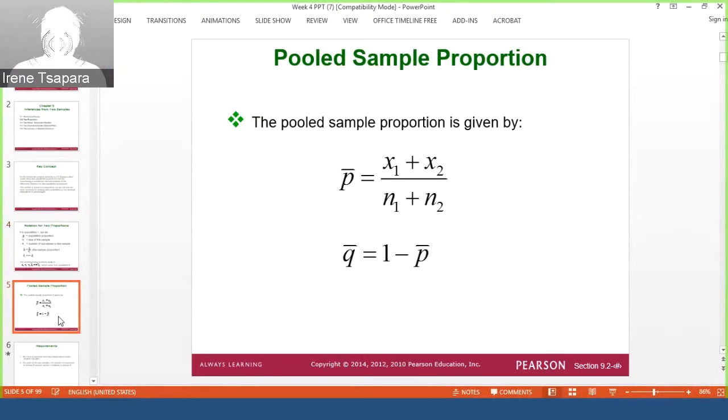We also have to consider now a pooled sample proportion. What is a pooled sample proportion? The pooled sample proportion is a new proportion that is combining the sample proportions of the two samples that we work with. Why do we need to do that?